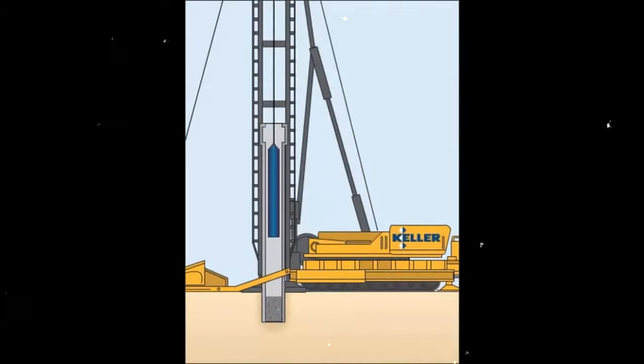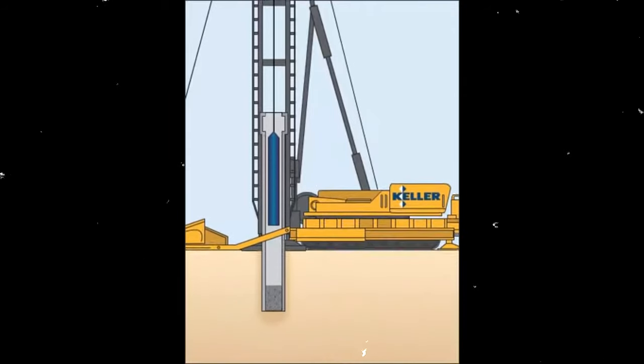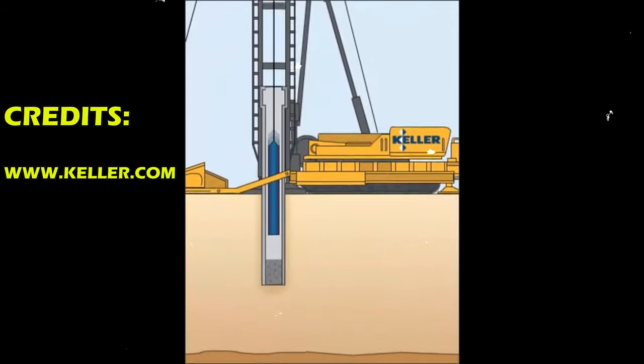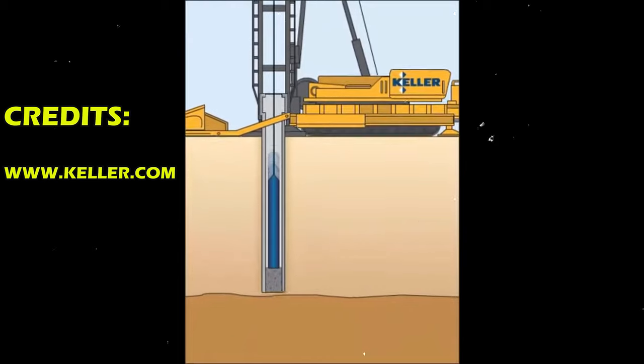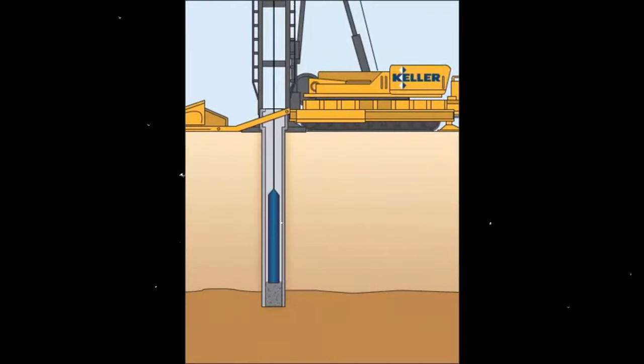Next are the Frankie piles, also known as enlarged base driven cast in situ piles, and they are installed on site using a drop weight and temporary casing. In the Frankie piles construction process, a dry concrete mix is compacted at the bottom of the casing using a drop hammer, creating a driving plug.